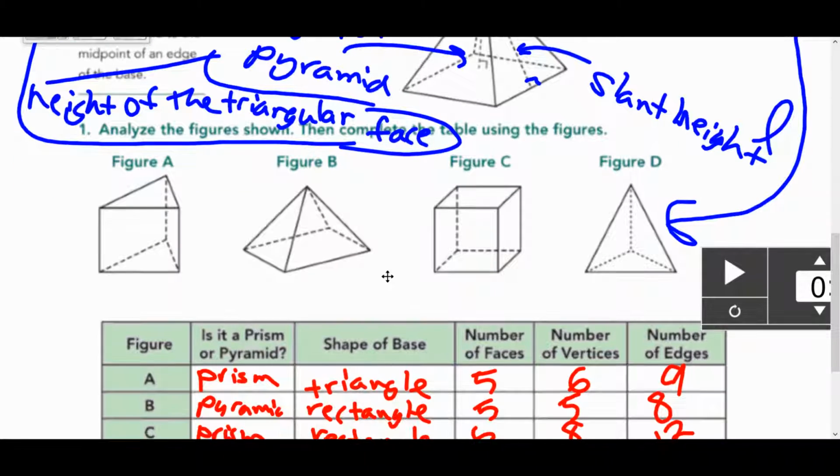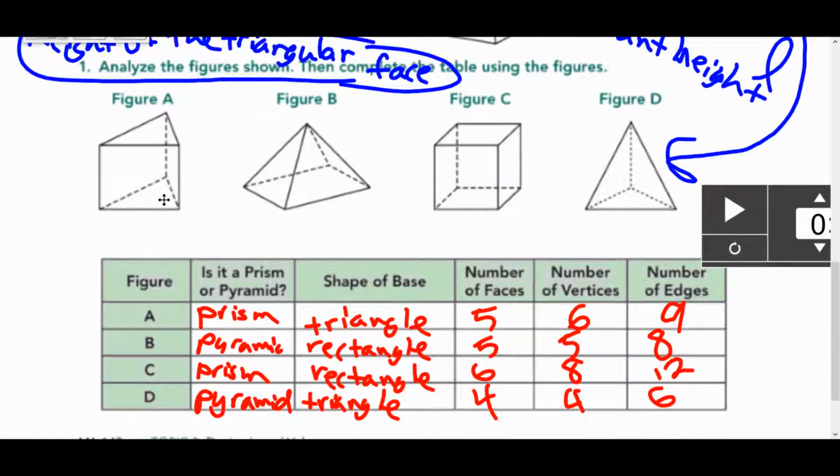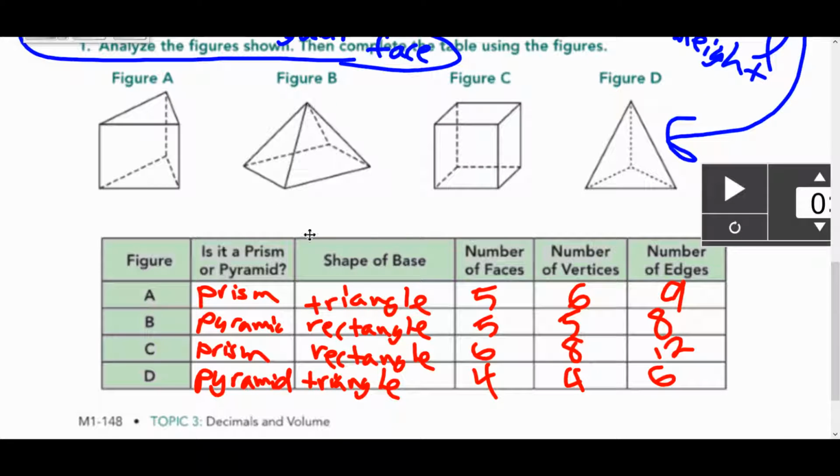Now, I asked you guys to go through figures A, B, C, and D, and to determine several things about each of these shapes. So we decided that shape A was a prism, figure B is a pyramid, figure C is a prism, and this is a pyramid. All right, and then we talked about the shape of the base, the number of the faces, the number of the vertices, and the number of the edges.